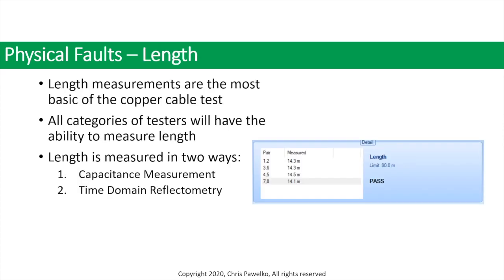Length measurements are the most basic of the copper cable tests. So all categories of testers will have the ability to measure length in one way, shape, or form. Now, length is measured in two ways. It can be done by a capacitance measurement or by using time domain reflectometry technology.